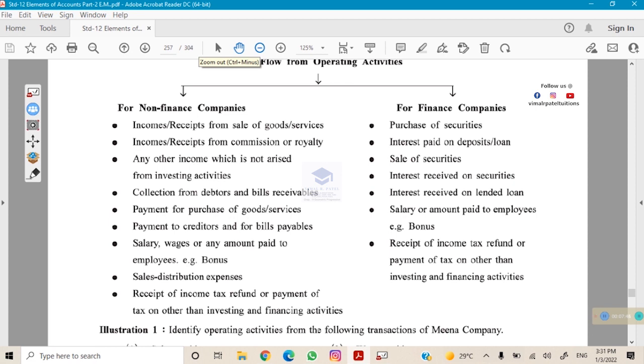But for a finance company, cash flow from operating activity means purchase of security, interest paid on deposit, sale of security, interest received on security, interest on loan, salary paid, bonus paid, wages paid to employees, receipt of income tax, payment of income tax. This is for a finance company.